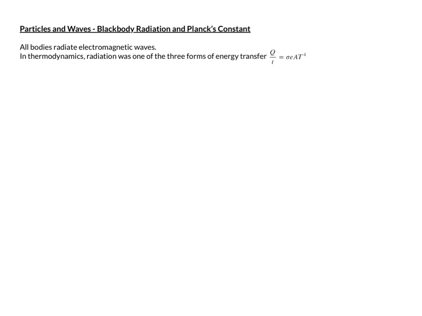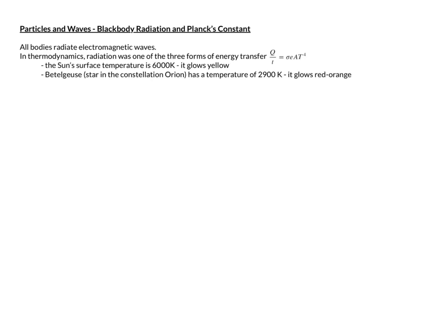So the important part here is that the power radiated is a function of temperature to the fourth, where temperature is measured in Kelvin. So for instance, the sun's surface temperature is about 6,000 Kelvin, and it glows yellow. Betelgeuse, which is a star in the constellation Orion, has a temperature of only 2,900 Kelvin, and it glows red-orange. And in comparison to that, humans have a body temperature of about 310 Kelvin, and we don't glow.